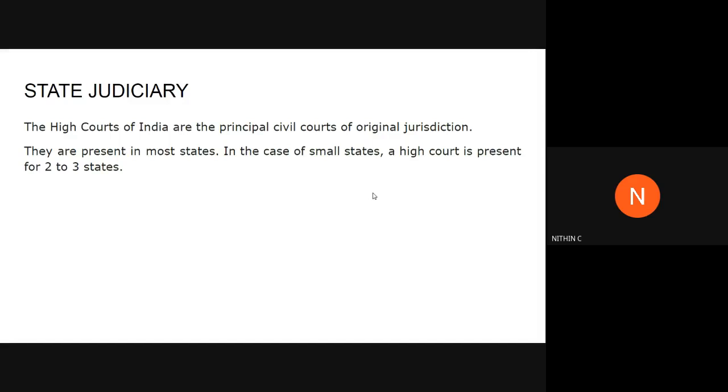They are actually the supreme courts with respect to the state jurisdiction. With respect to the state, they have the highest power. Hierarchically, at the very top we will have the High Court, and below that we will have the district courts and sessions courts and all.